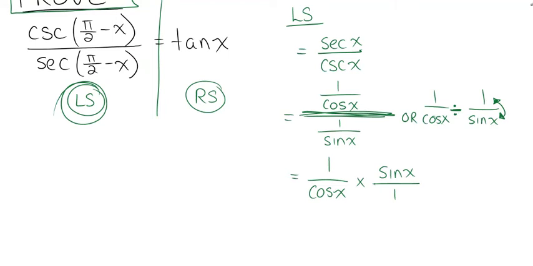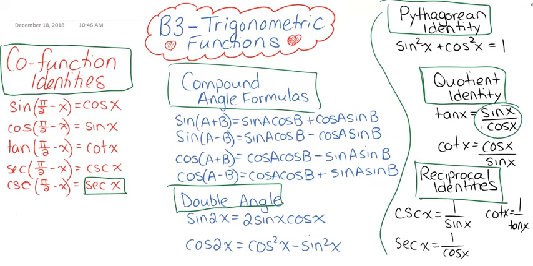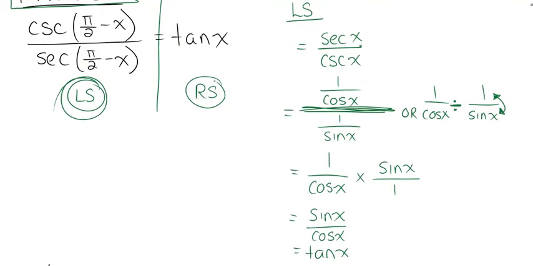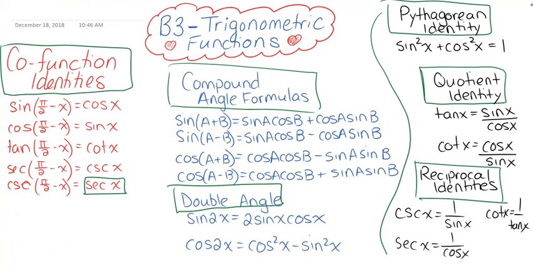So now I know 1 over cos x times sine x over 1 will be equal to sine x over cos x. And I know from my quotient identity that sine x over cos x is actually just equal to tan x. So I've just proved it. This is actually just tan x, which is, in fact, the right side. Boom. So now I know the left side is equal to the right side. And all it took was one minor substitution up here, and then a bunch of fraction work, and that's it. As you can see, I'm just heading up to my formulas and seeing what I can sub in.